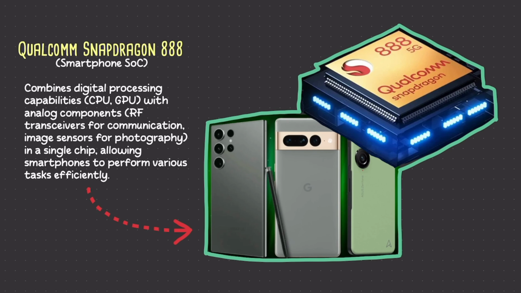What is the digital VLSI chip doing? It is handling the digital signal. What is the analog VLSI chip doing? It is handling the analog signals. And what is a mixed signal VLSI chip doing? It is handling both of the signals, right?